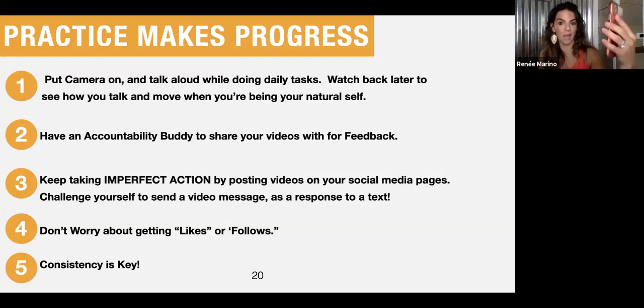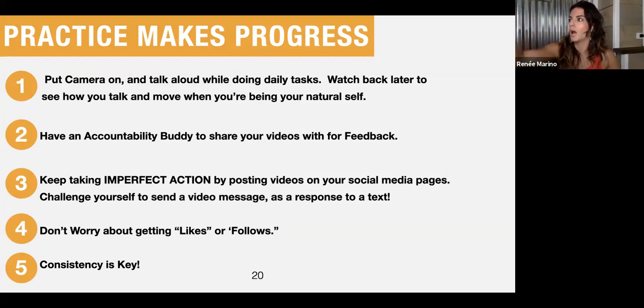You put your camera on, your phone, even the computer, while you're doing your laundry, while you're making dinner, while you're washing the windows. And you just put the camera on, press go, and just talk. I don't care what you talk about. You could talk about your day, picking up groceries, this, that, it doesn't matter.